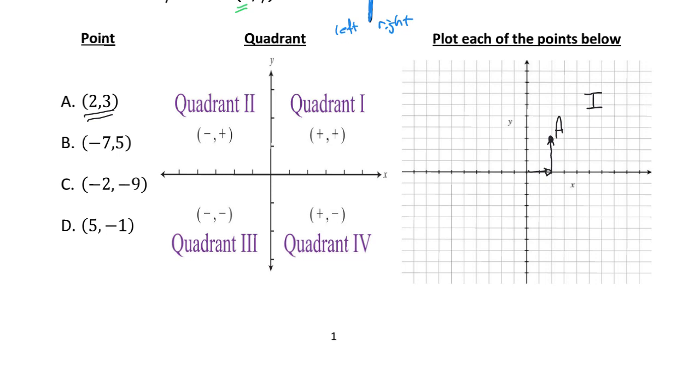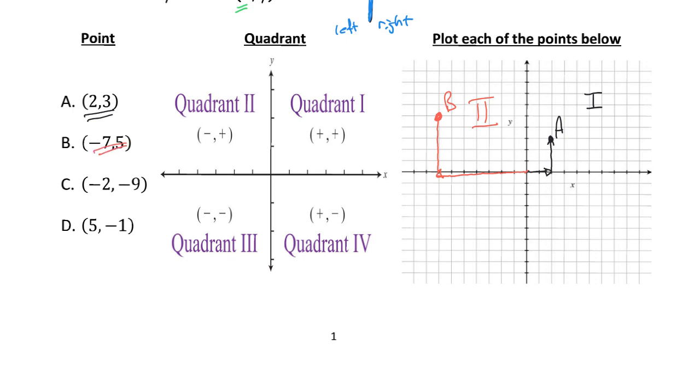Then I look at B. And the very first thing I bump into with B is that -7. So again, I start on the origin, and -7 means I'm going to go 7 units in the negative x direction. So 1, 2, 3, 4, 5, 6, 7 out to here. And then +5, that's in the positive y direction, 5 units. So 1, 2, 3, 4, 5. So right here, this is point B. And notice that this is in quadrant 2.